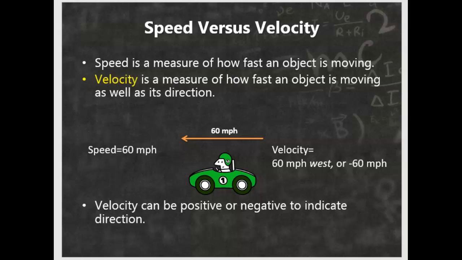So today we're going to talk about speed and velocity. Up to now we've spoken about distance and displacement. Now we're going to talk about speed and velocity. Really they're both just measures of how fast we're going. So speed is a measure of how fast we're going.